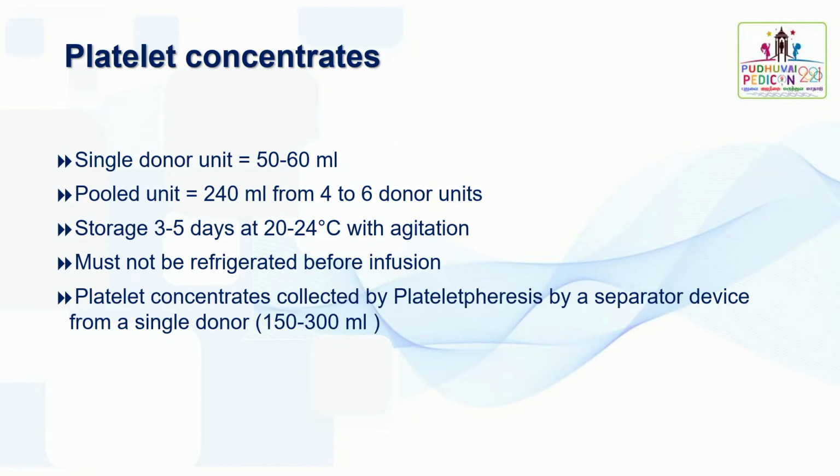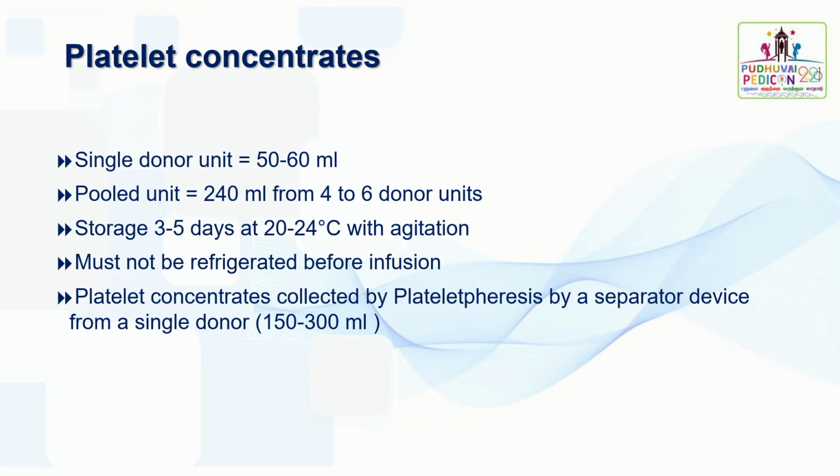Coming on to platelet concentrate. A single donor unit yields only 50 to 60 ml. What does a pooled unit mean? You are getting platelets from 4 to 6 donors, so the volume will be around 240 ml.